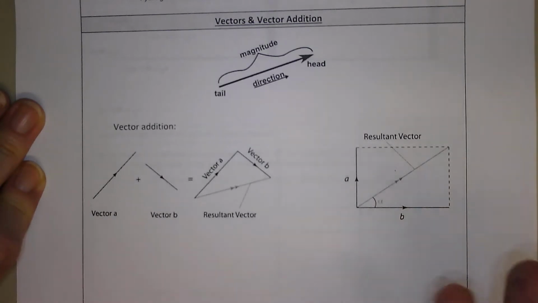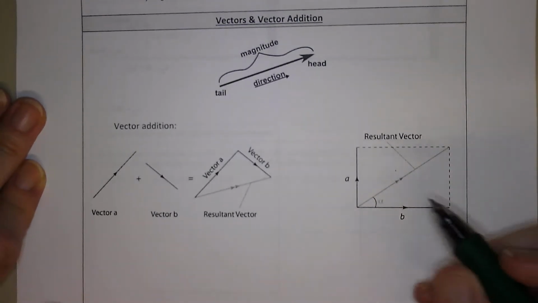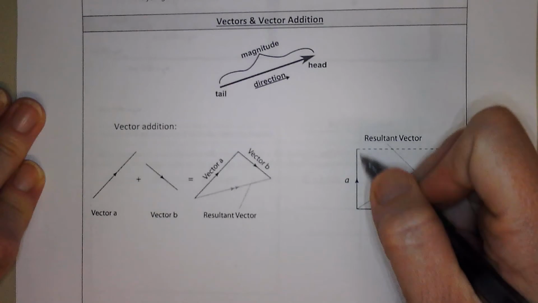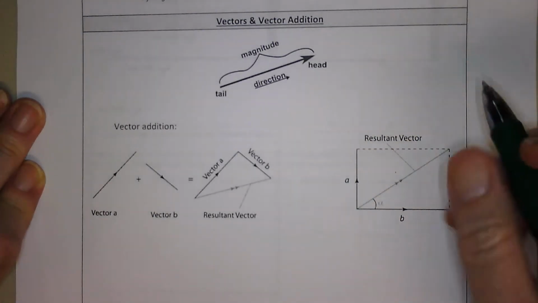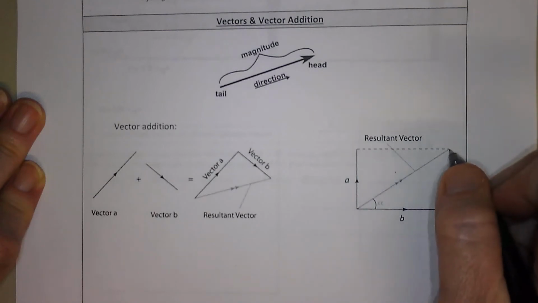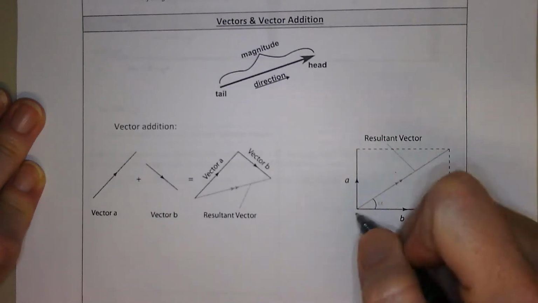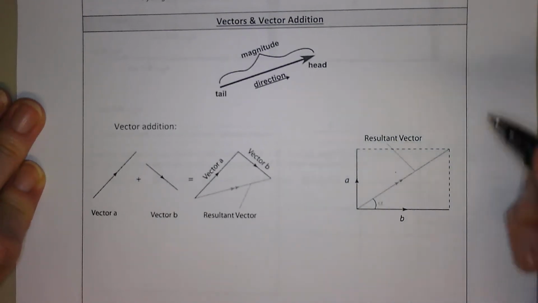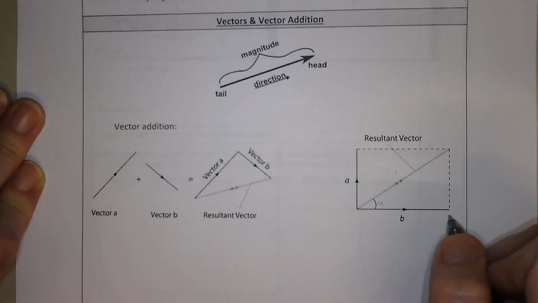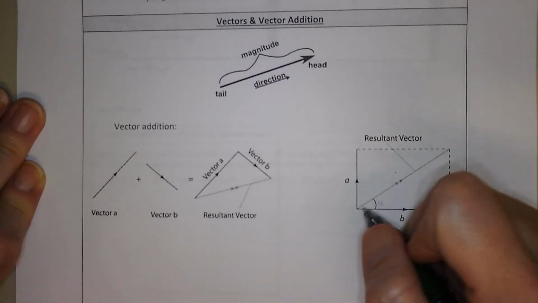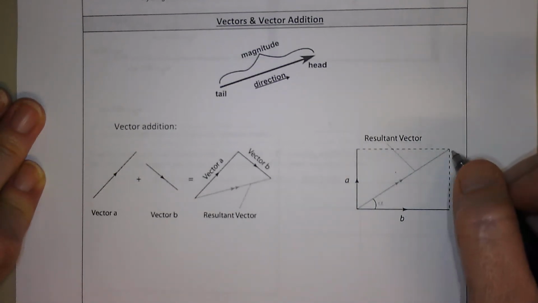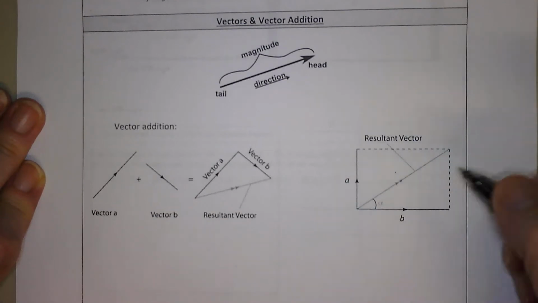But anyway, if you had an A portion maybe going up and a B portion going down, your resultant would be the hypotenuse of a triangle made with either one of them. So if I did B head to tail with A, the tail of A to the head of B would be the resultant vector. And then you'd have an angle theta. This is a right triangle.